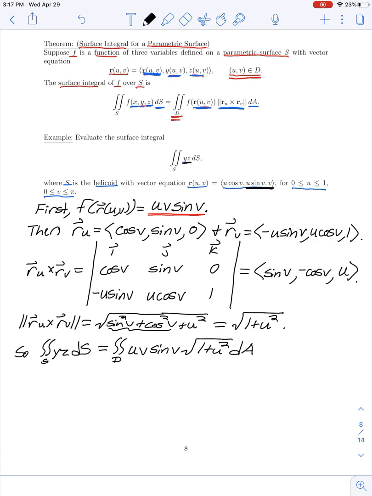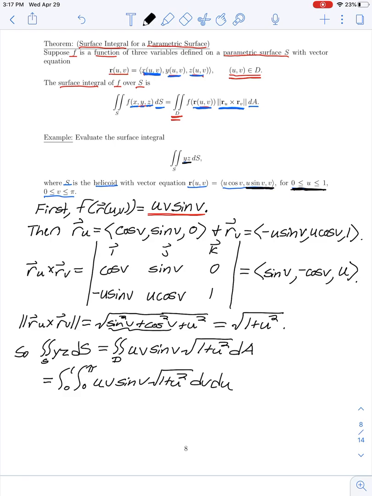So setting this up as an iterated integral, if we take our outer integral with respect to u, u ranged from 0 to 1, as we were told in the problem statement. And then the inner integral with respect to v would range from 0 to pi. Now the function that we're integrating is u times v times sine of v times the square root of 1 plus u squared, integrating in the order dv du.